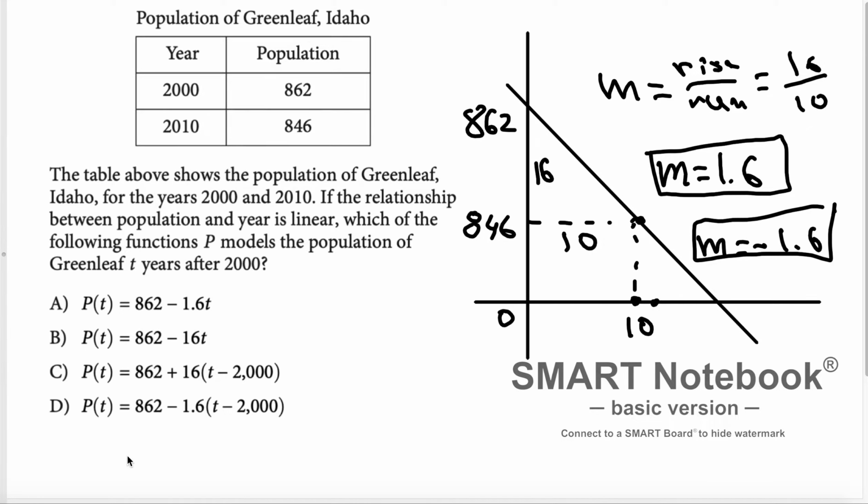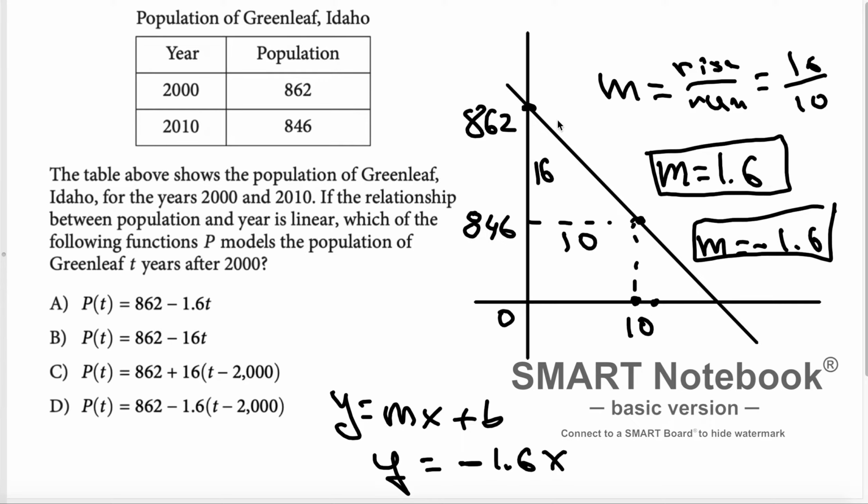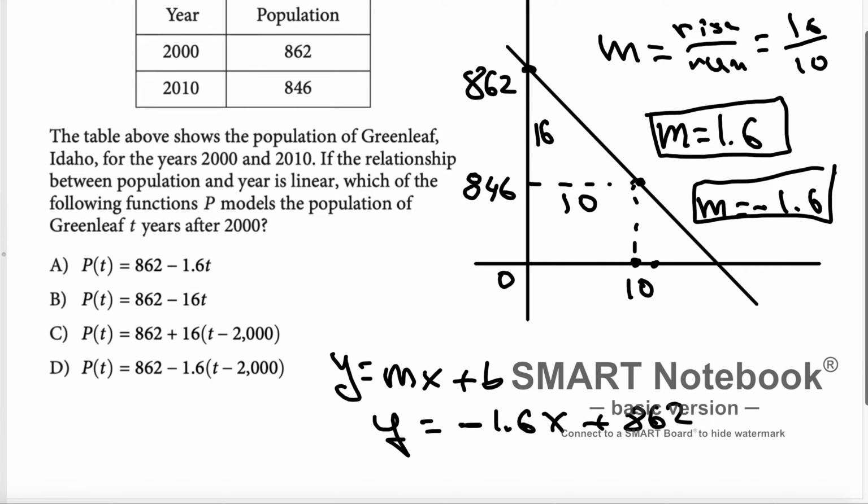Now if we want to write a function, let me write one easy function here. If we write in slope intercept form, it is y equals mx plus b. In our case, m is minus 1.6, and b is the y-intercept. The y-intercept is 862, a plus 862. So this describes it.